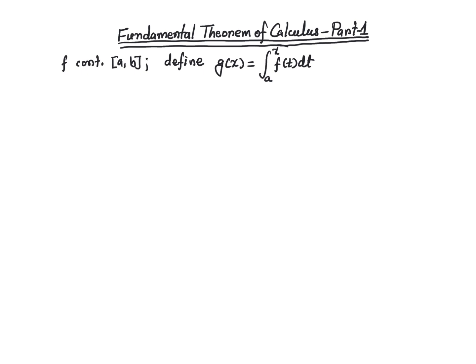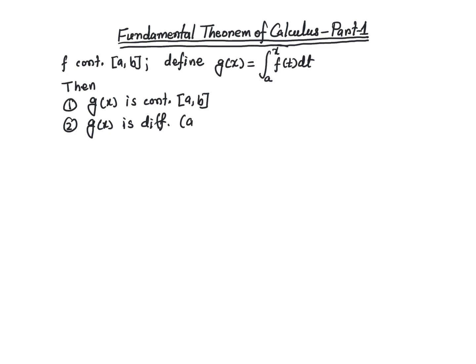Then the following conditions must be true. The following statements are true. Number one, g of x is continuous on the closed interval a, b. Number two, g of x is differentiable on the open interval a, b. And number three, g prime of x is equal to f of x. So these are the three conditions or conclusions.